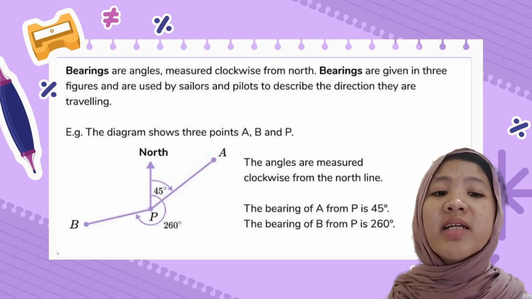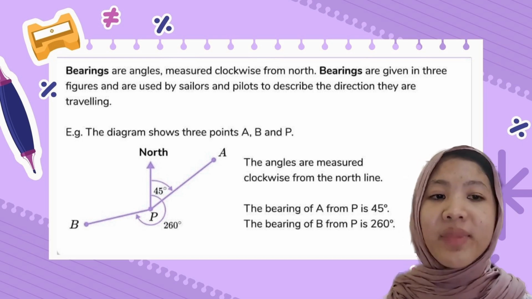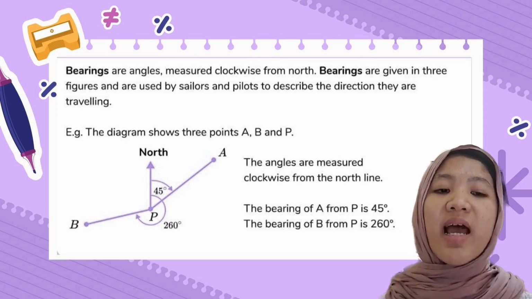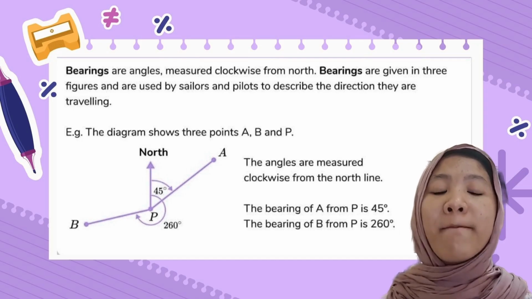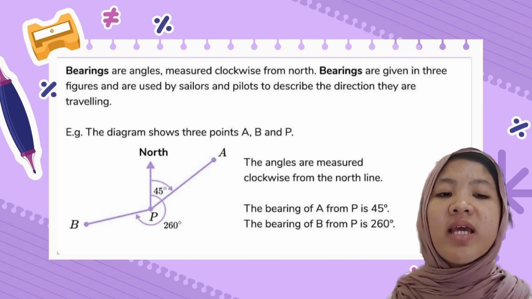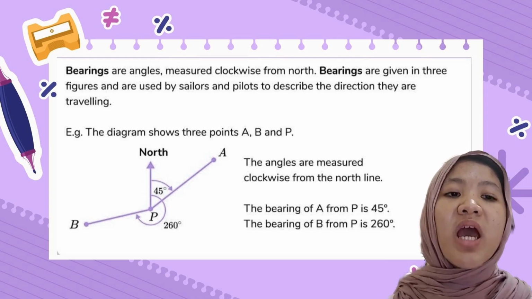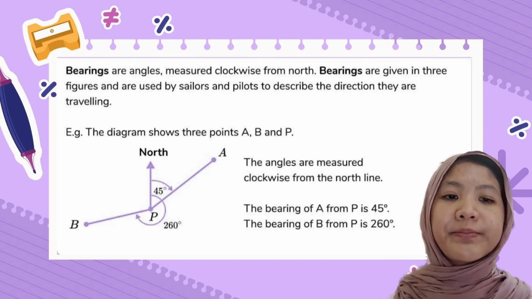Example, the diagram shows 3 points A, B, and P. The angles are measured clockwise from the north line. The bearing of A from P is 045 degrees. The bearing of B from P is 260 degrees.